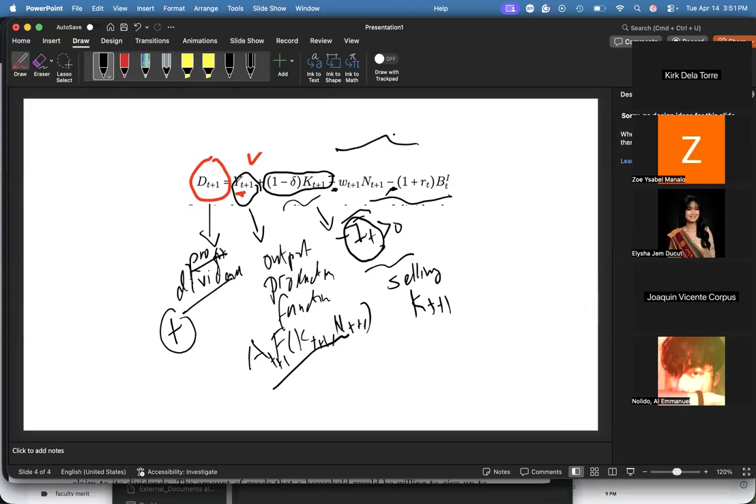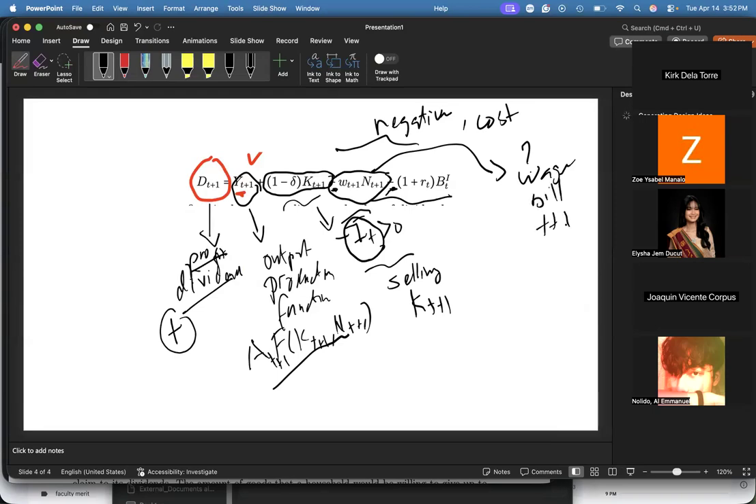These are negative. These are costs. Yes, they're costs. That's it. So what are the two costs? What's the first cost here? What's this one? Wages paid to labor. Yes, the wage bill. When is this wage bill being paid? Tomorrow, in T plus 1, right? So every period, you decide how many people to hire, and that's how much you pay them. Correct?